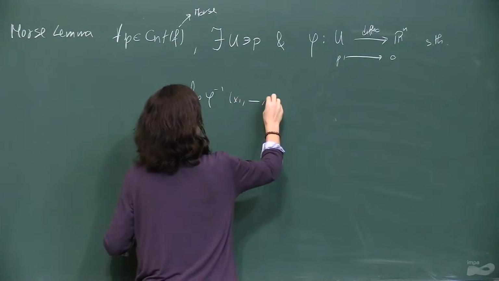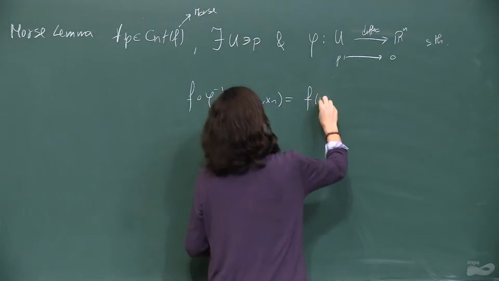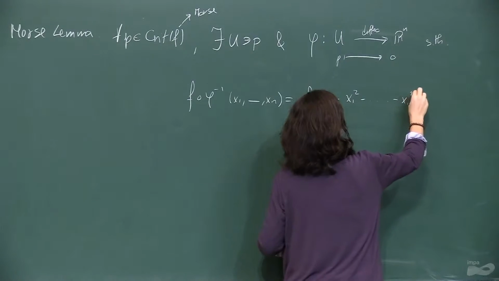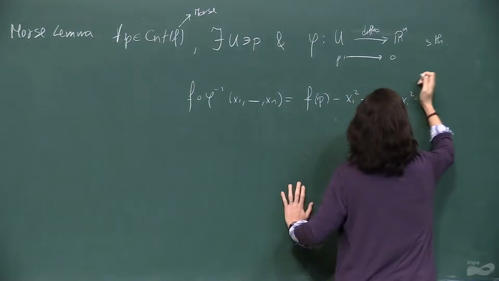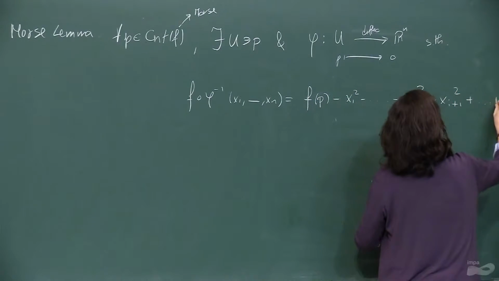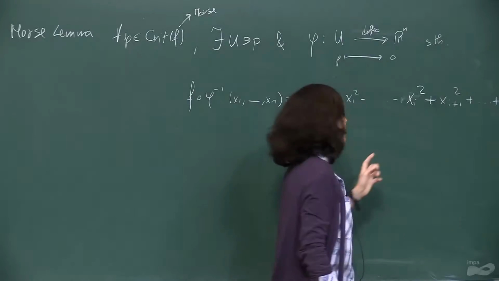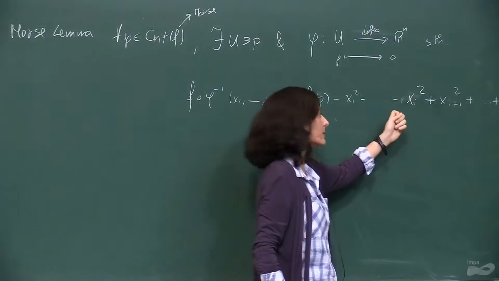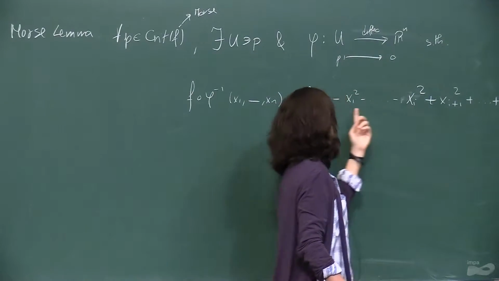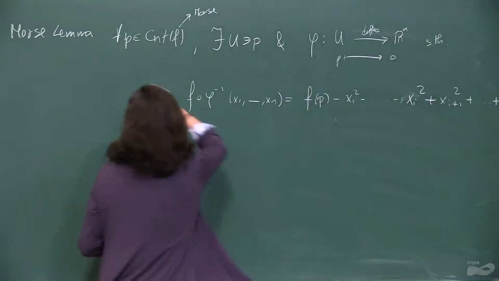So at x1, ..., xn, it is given by the value of the function at the critical point, minus x1 squared, etc., minus xi squared, plus xi plus 1 squared, plus, etc., plus xn squared. So I have the second degree polynomial, and I have all these minus signs first, and then the plus signs. So I denote it by i, if you want, this i corresponds to the number of negative signs that appear here.